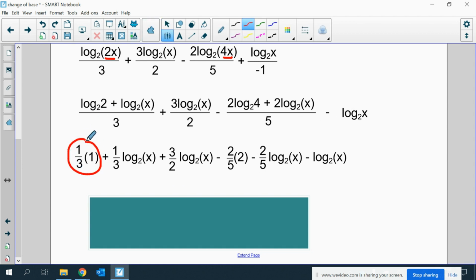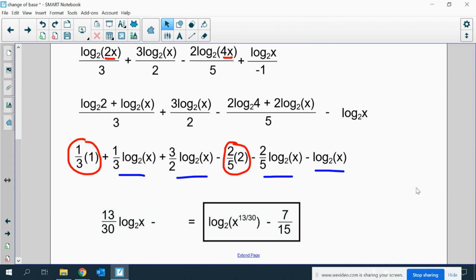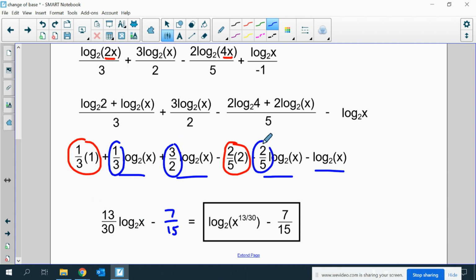So I have two numbers that are just numbers. So I have 1/3 minus 4/5. And then I have these other log base 2 of x's, which I can just add those coefficients. So 1/3 plus 3/2 minus 2/5 minus 1. So after I add all of those, I end up with 13/30 log base 2 of x, and that comes from just adding and subtracting all of these coefficients. And then minus 7/15, that comes from the 1/3 minus 4/5. And then since the problem's directions were condense, I'm going to take the coefficient and turn it into an exponent on the inside, the exponent of the argument.